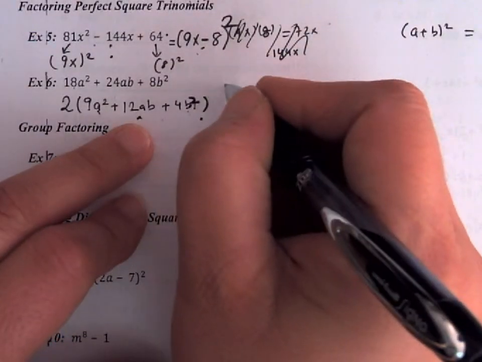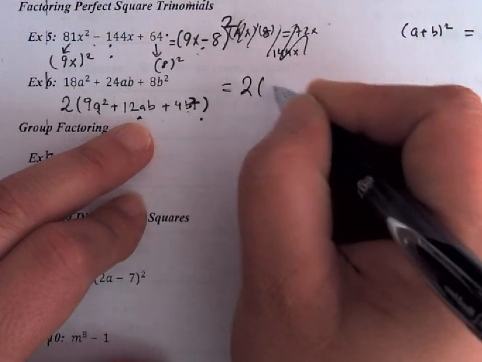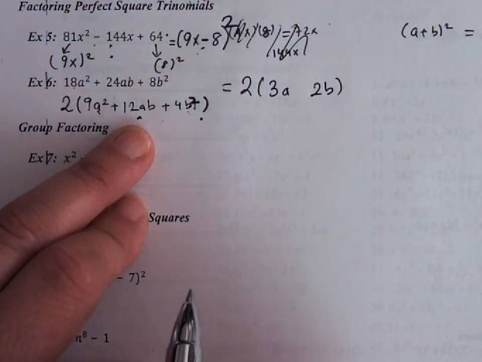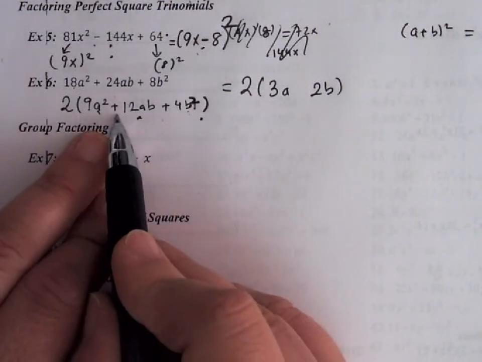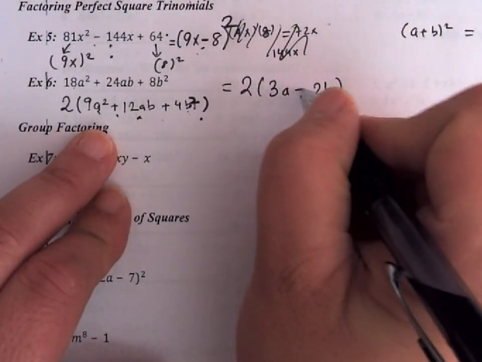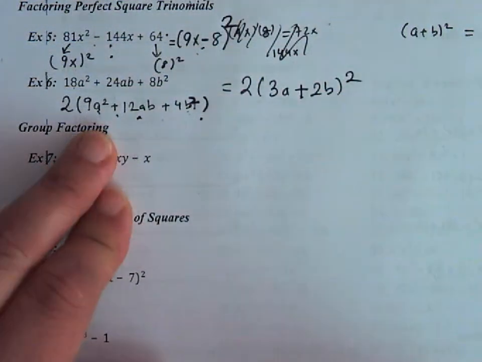Okay, then factor this. So 2, 3a, 2b. What's going to be the sign? The middle term has a positive sign, therefore I should have a positive sign here.